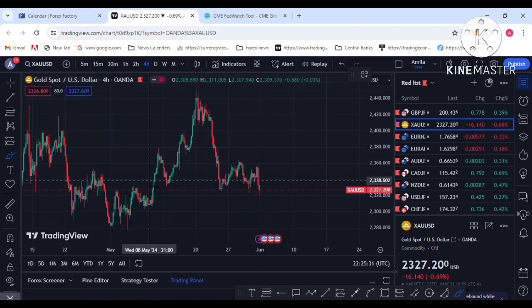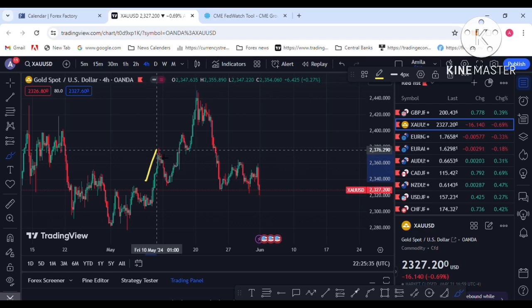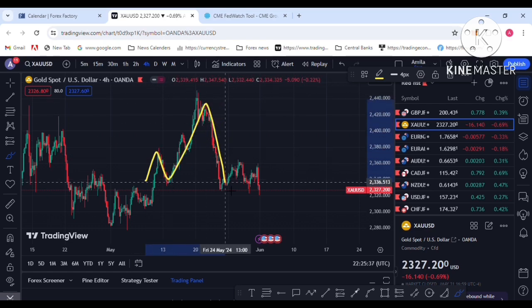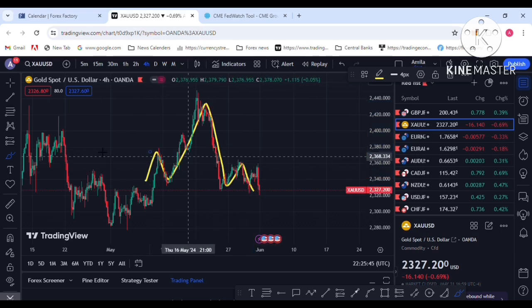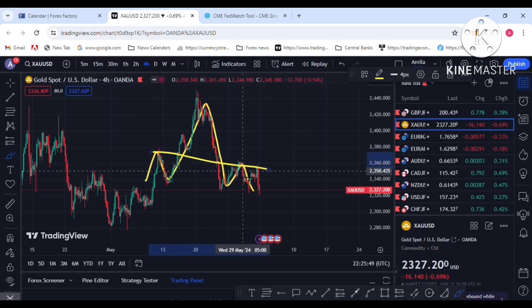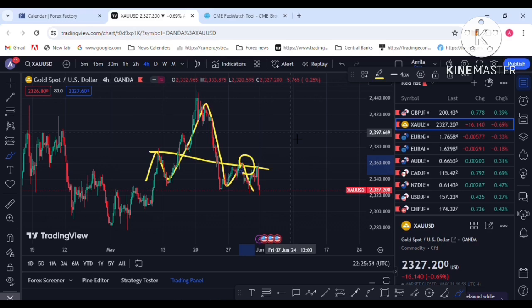In last week's video I mentioned this pattern. This is the left shoulder, this is the head, and this is the right shoulder that I mentioned in that video. The right shoulder was created last week, as I mentioned in last week's video. You can go through there. This is the sell opportunity. So that is the accurate gold analysis.